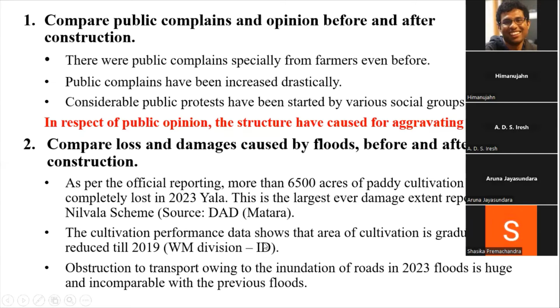Then the cultivation performance data shows that the area of cultivation gradually increased till 2019. This is according to the Water Management Division of the Irrigation Department data. But after 2019 up to now, it is gradually decreasing. Obstruction to transport owing to the inundation of roads in the 2023 flood is huge and incomparable with previous floods. So that is what we have observed through this comparison of loss and damage.